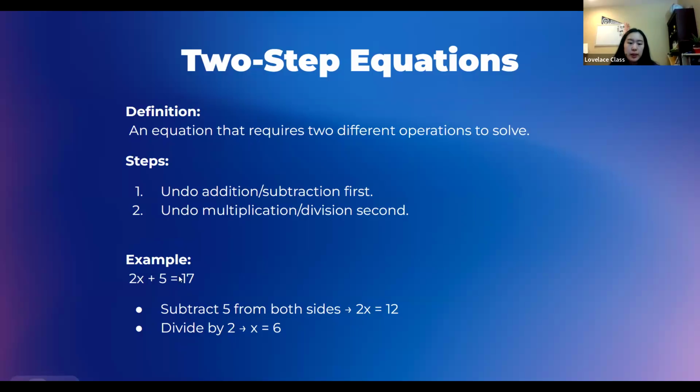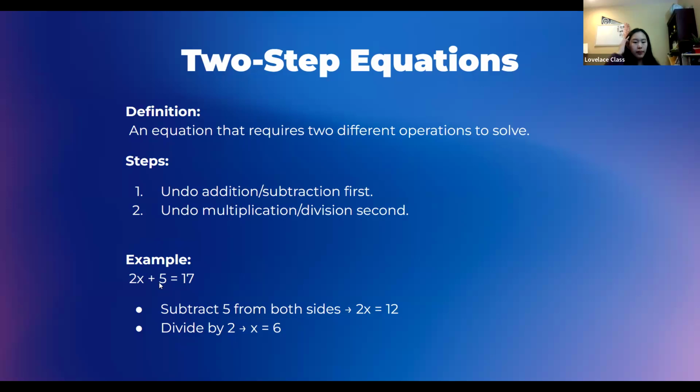We have 2x plus 5 equals 17. Well, what's the first step? The first step is not dividing by 2. We want to get rid of the addition, right? And the addition here is adding 5. So how do we get rid of it? We subtract 5 from both sides. So you get 2x equals 17 minus 5, so 2x equals 12. That's the first step, undoing the addition in this case.